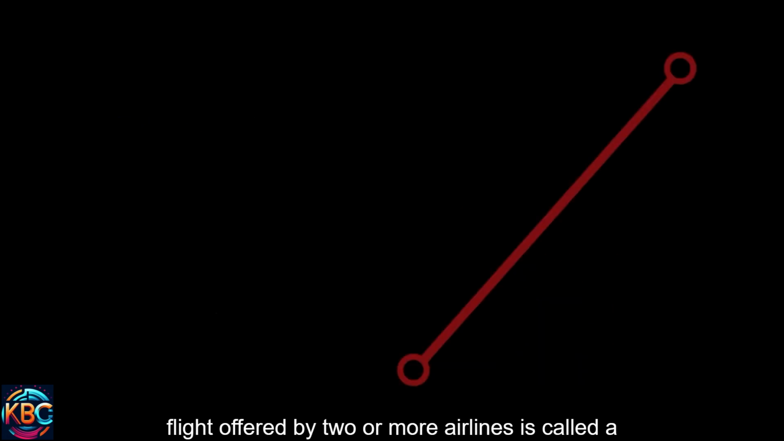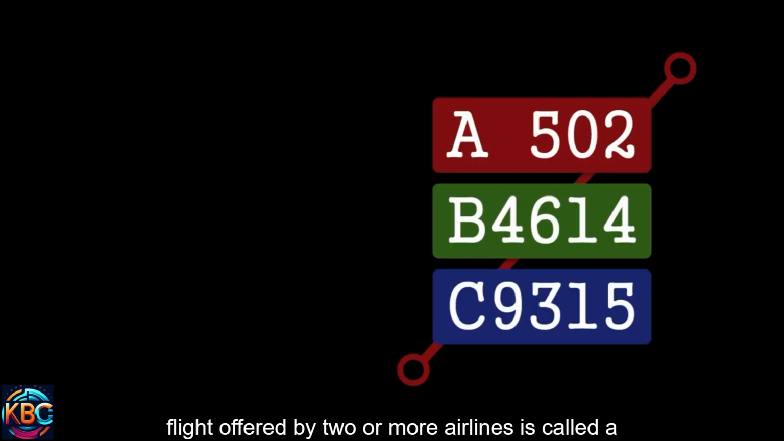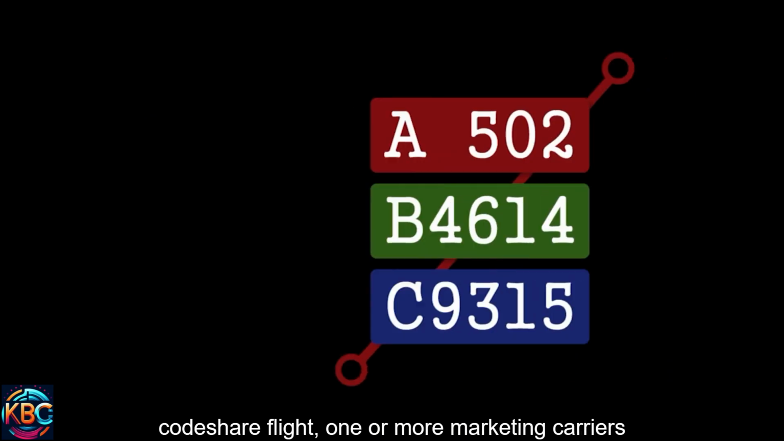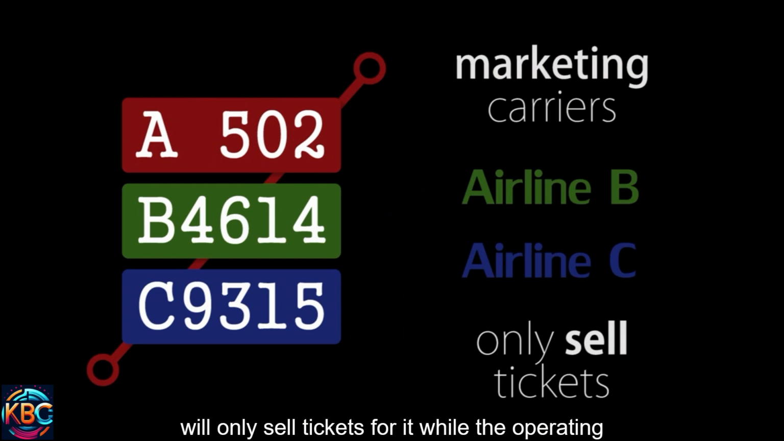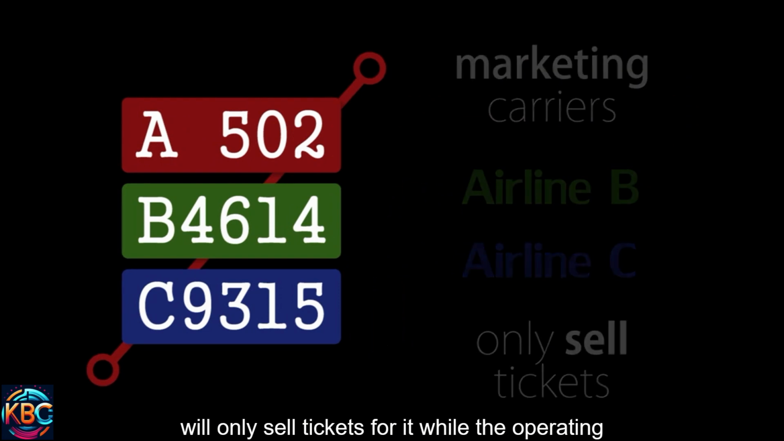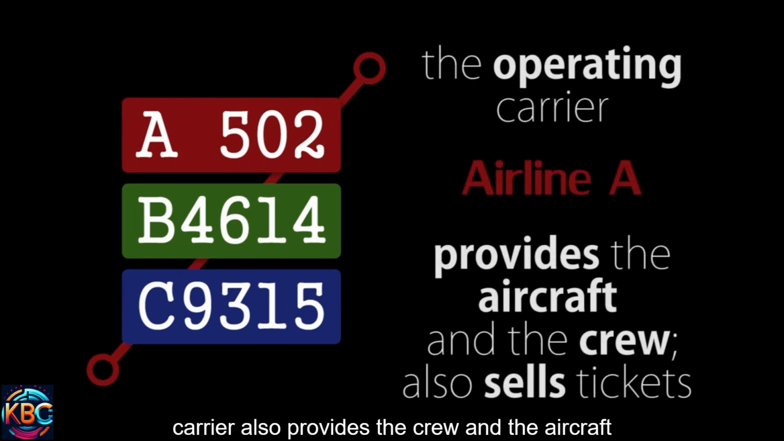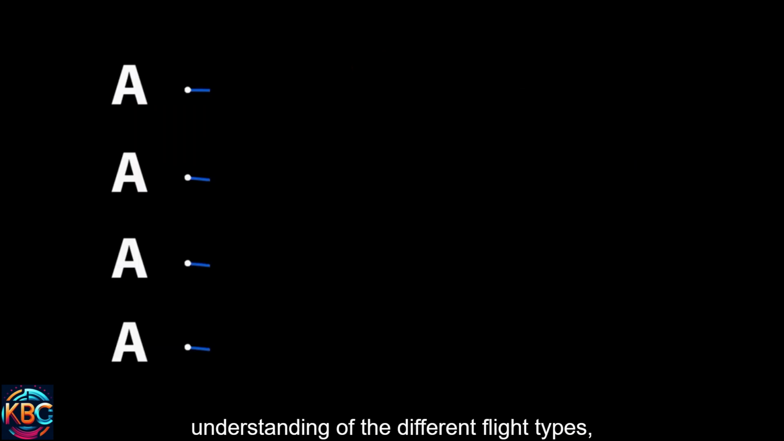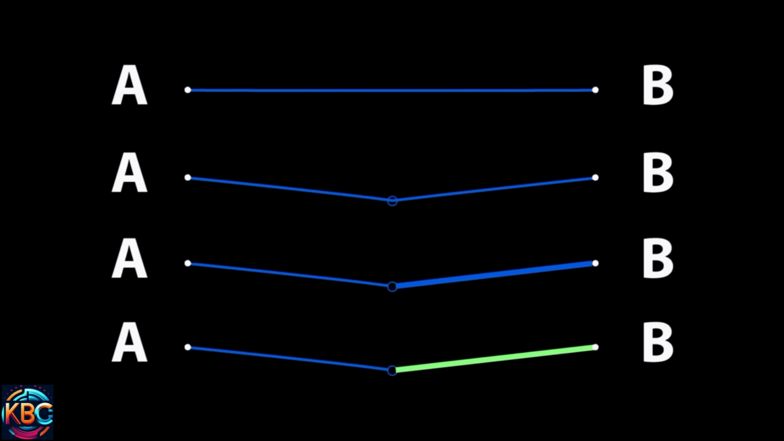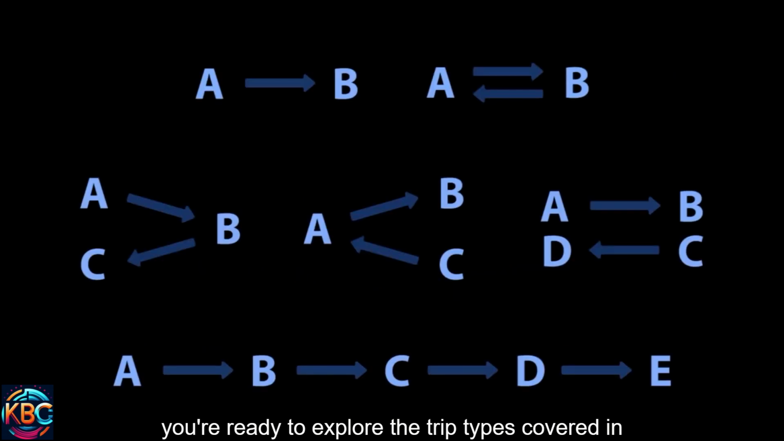Any flight offered by two or more airlines is called a code-share flight. One or more marketing carriers will only sell tickets for it, while the operating carrier also provides the crew and the aircraft for the flight. Now that you have a good understanding of the different flight types, you're ready to explore the trip types covered in the next video.